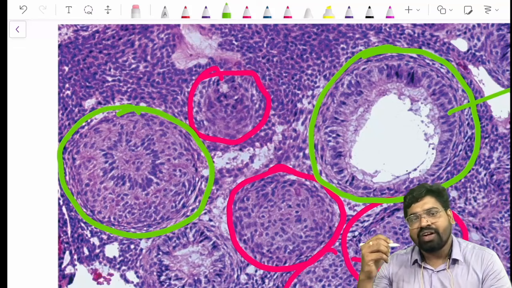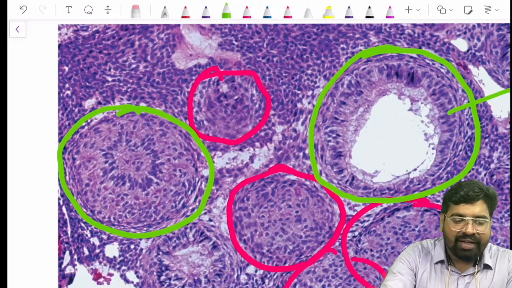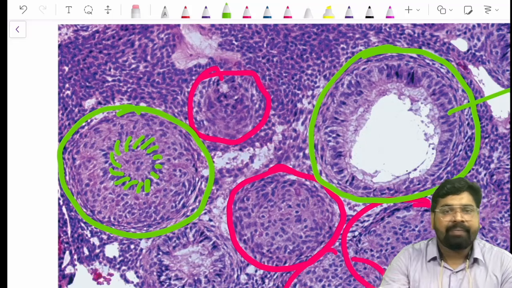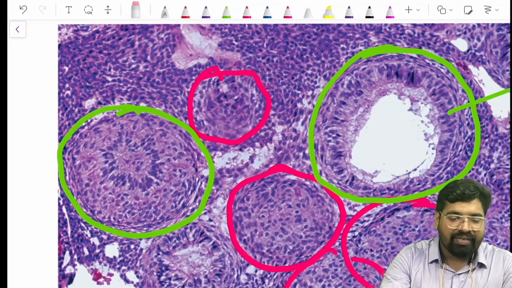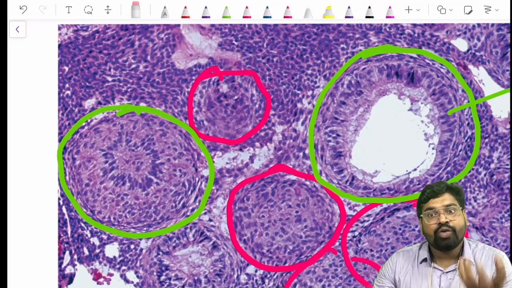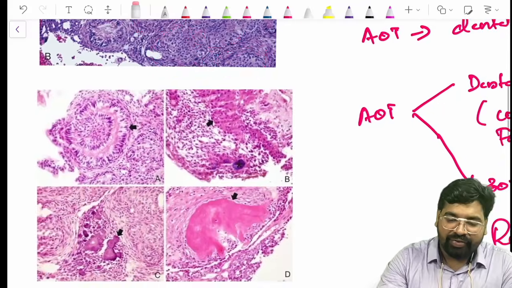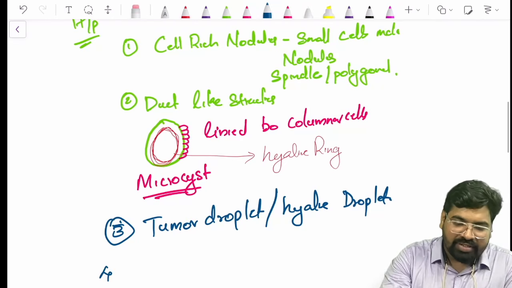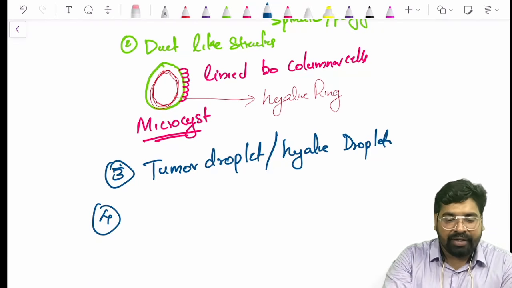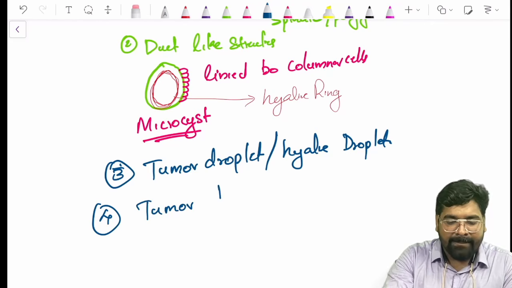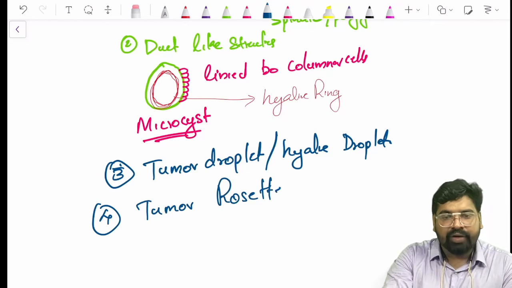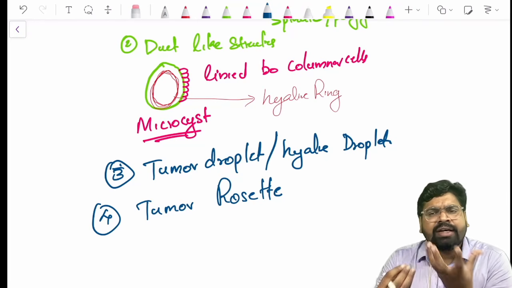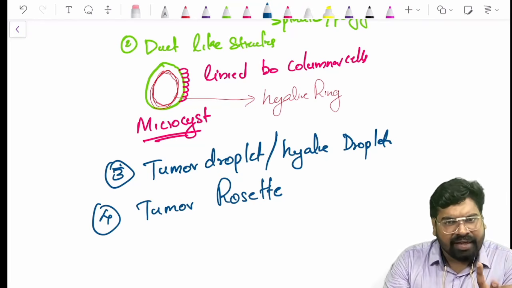You can see this structure here. You can see that the nuclei in this are arranged in a very flower like pattern, right? Flower like pattern. That is called a tumor rosette. Okay, rosette. So the fourth feature I will write here: the fourth feature is having a tumor rosette. Rosette means flower like or wreath like. Rose or flower like arrangement. Tumor rosette.